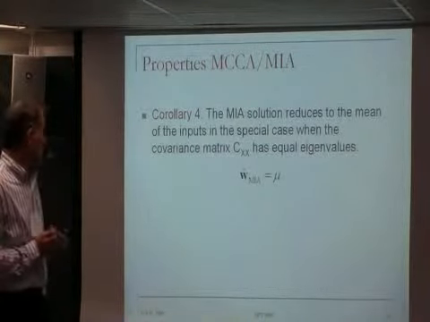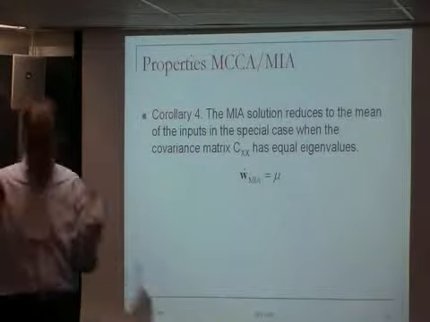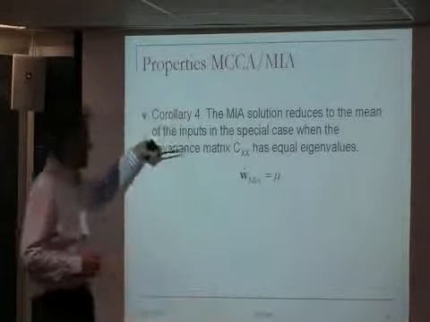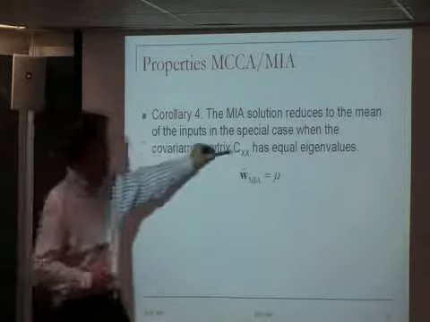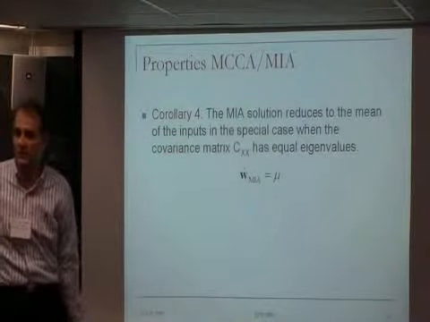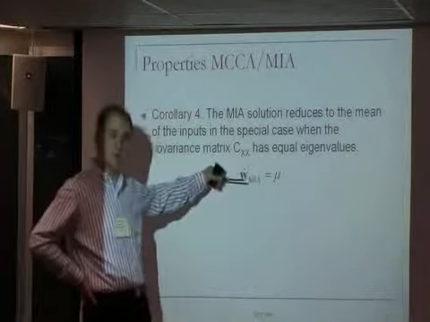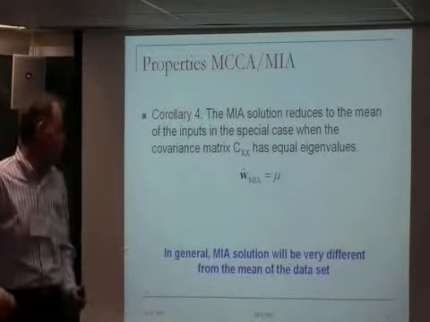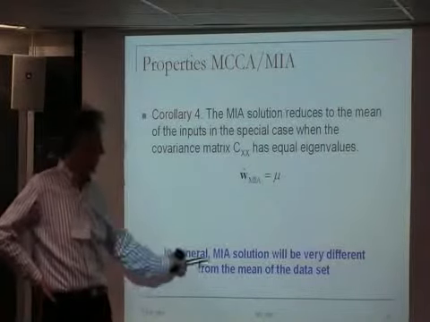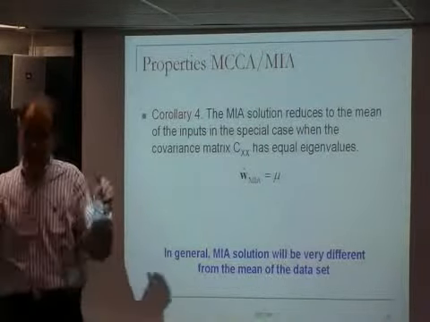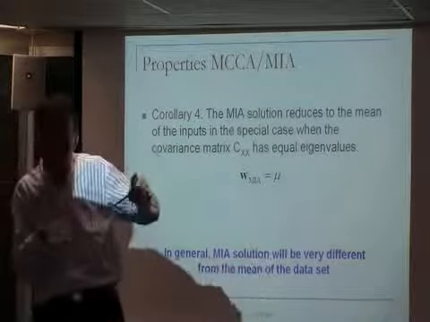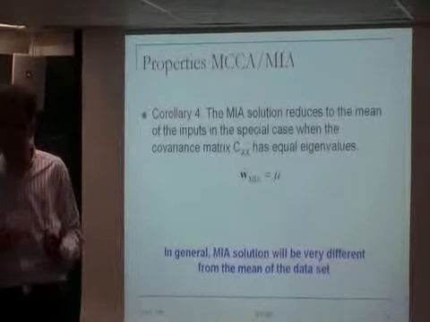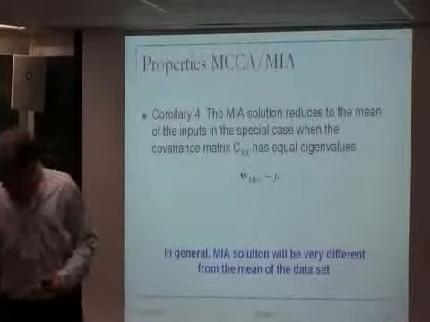Furthermore, the solution has a very interesting property. The solution reduces to the mean of the inputs in the special case when the covariance matrix has equal eigenvalues. This can be proven; it's a nice proof. In general, however, the MIA solution will be very different from the mean of the data set. So we have something analogous to the mean of the data, but it's not the mean of the data. It has some interesting properties.